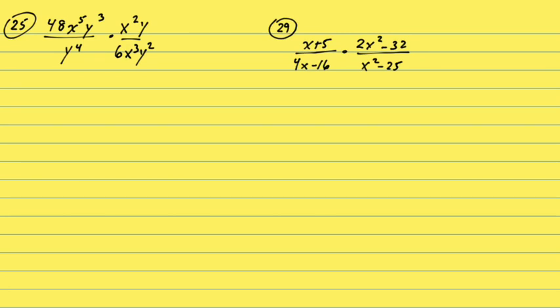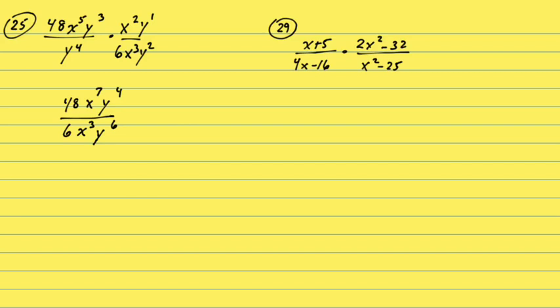When you multiply fractions, top times top, bottom times bottom. So 48 times 1 is 48. X times x to the fifth times x to the second is x to the 7. Y to the 3 times y to the 1 is y to the 4. On bottom, 1 times 6 is 6. There's an x to the third. And a y to the 4 times y to the 2 becomes y to the 6.